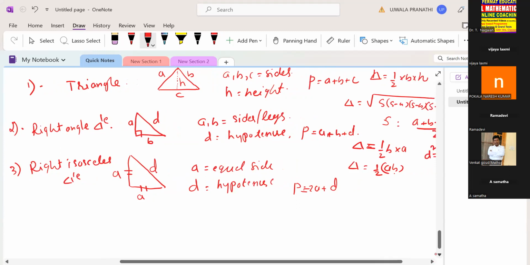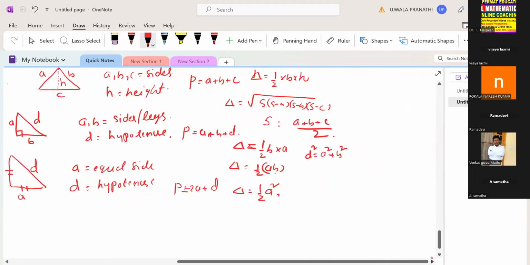Here area delta is equal to half into base A, height is also A, that is half A square. And here another piece of other information is D is equal to root 2 A. In a right isosceles triangle, the hypotenuse is root 2 times its equal side. Then A is equal to D by root 2. Then the area, delta is equal to half into D by root 2 whole square. Then delta is equal to D square by 4.